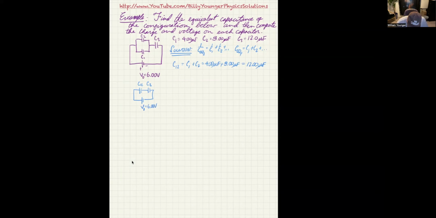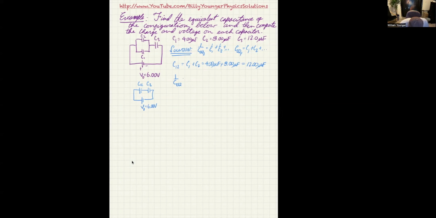Now I have C12 and C3 in series, so I can use the formula there. That'll finish up all of them. So I'm just going to call that one C equivalent. So they're in series, so I know 1 over C equivalent. Again, I'm just calling it C equivalent because it's going to be the final answer for, well, for what I'm assuming is part A.